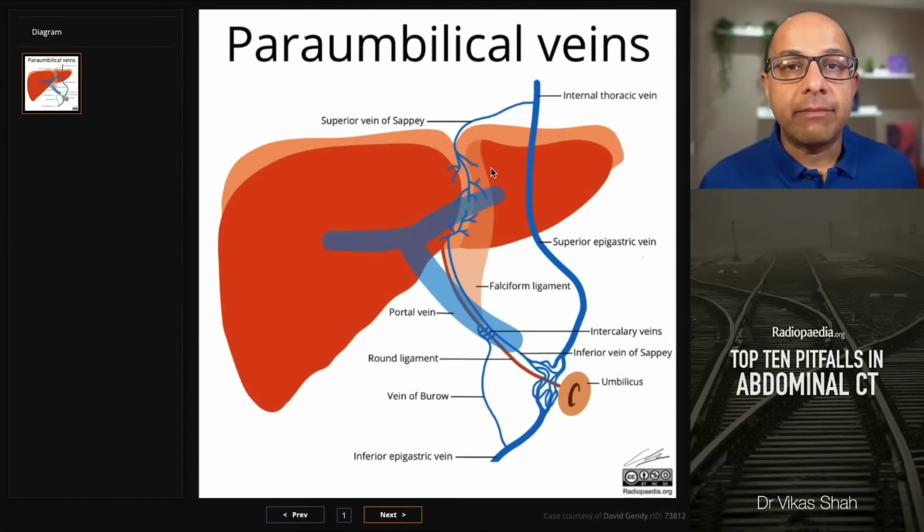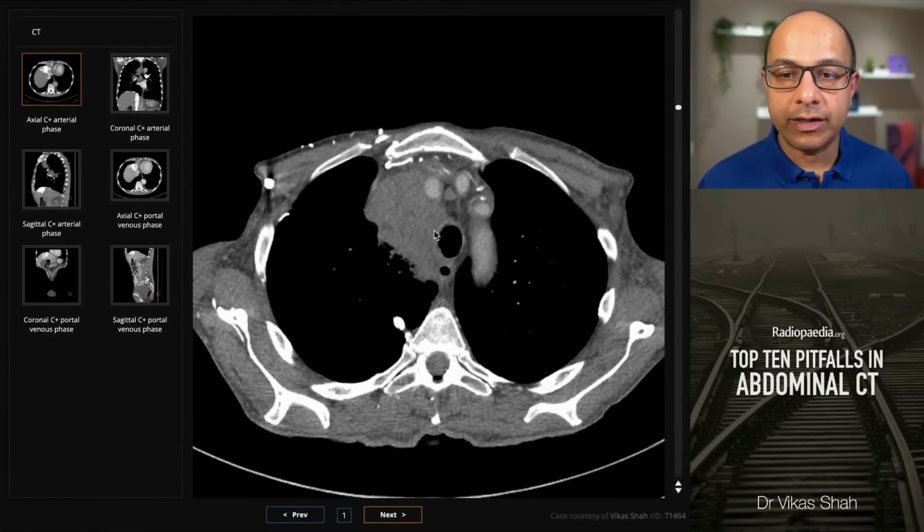So let's look a bit more at the paraumbilical veins. The main ones are the superior and inferior veins of Sappey and the vena bureau. They anastomose, as I said, with anterior abdominal wall veins around the umbilicus, travel up to the liver and can either directly perfuse the liver or drain into branches of the portal venous system. So let's look at one more example.